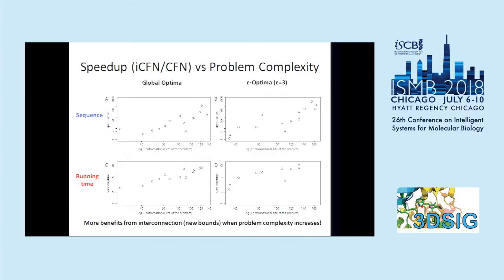As a comparison, you will want to ask, what is the speedup due to the interconnection as it relates to the problem complexity? As the problem complexity increases, this is in log space, and the speedup also increases. This is the speedup in the sequence space, and this is the speedup in the running time. So there are more benefits from the interconnection when the problem complexity increases.